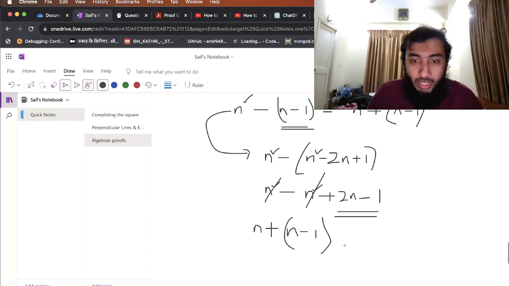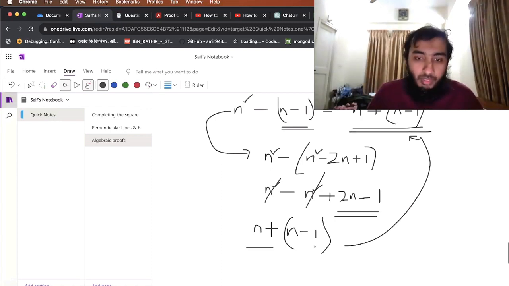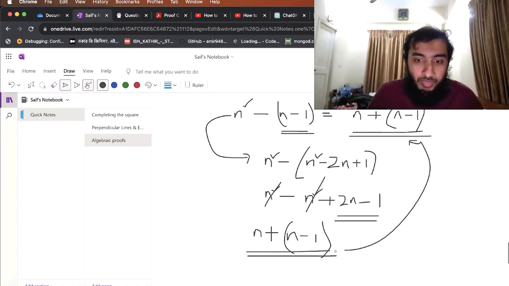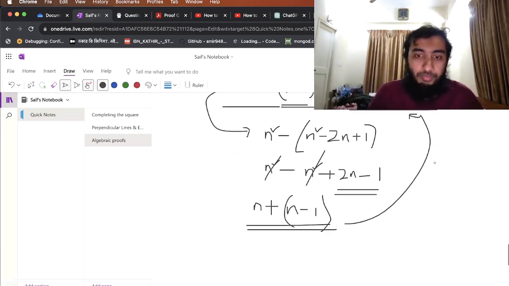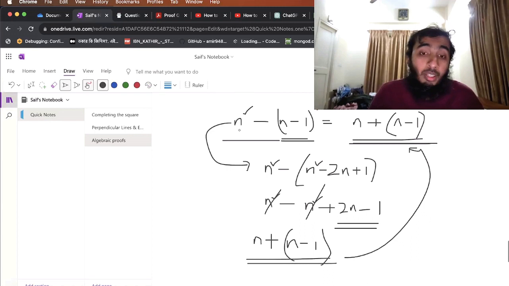So if you look at this term, this is the same as this expression, n + (n − 1), right? So this expression is indeed the same as this expression. So the difference of the squares of two numbers is the same as the sum of these two numbers.